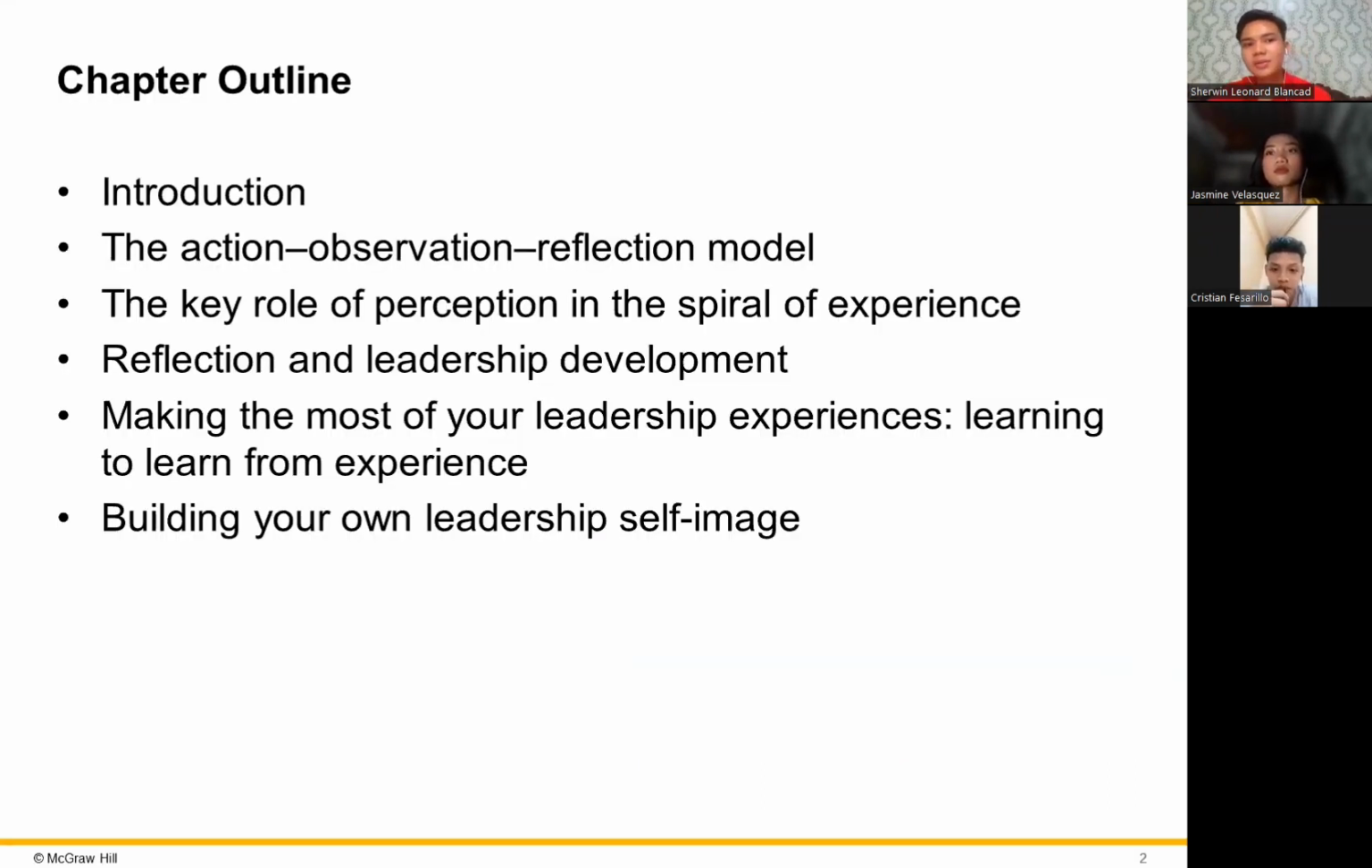Before we start, let's take a look first at the chapter outline. First is the brief introduction. Second, the action observation reflection model. Third, key role of perception in the spiral of experience. Fourth, reflection and leadership development. Fifth, making the most of one's leadership experiences, learning to learn from experience. And lastly, building one's own leadership self-image. All throughout the presentation, you can know what all this is and what the connection of this is to leader development. So without further ado, let's get started.